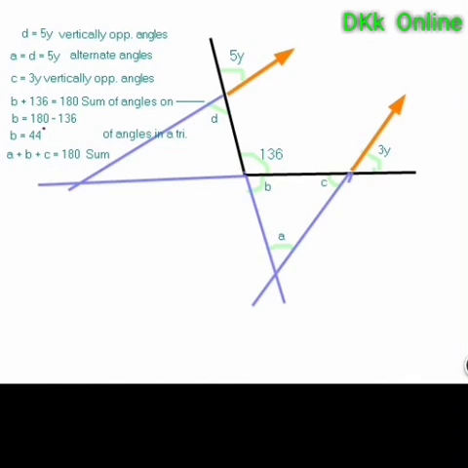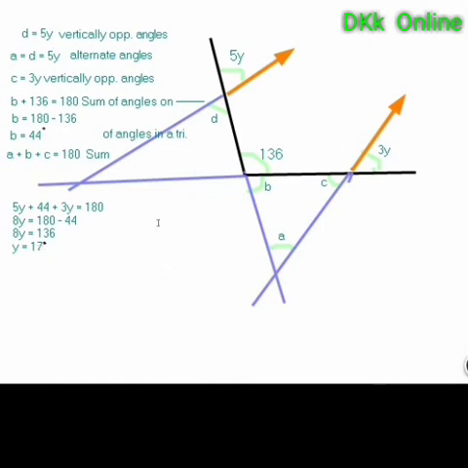So we just substitute. Where we see A, we call it 5y, then 5y plus 44 plus 3y equals 180. When we simplify this, we have that y is 17 degrees. So we have finally found the value of y. So y is 17 degrees.